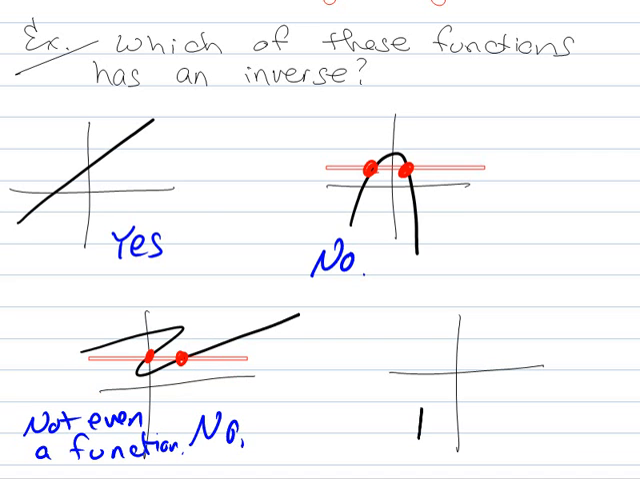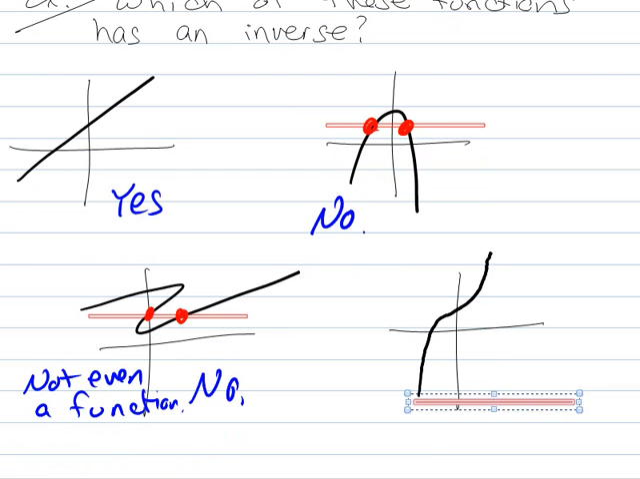You do have some that'll look like this, though. All right? It doesn't matter if the slope changes. It doesn't matter if it flattens out in the middle, as long as I run my horizontal line and I only hit it in exactly one spot. So this one definitely passes the test. So yes, since this one passes, we can say that it does have an inverse.